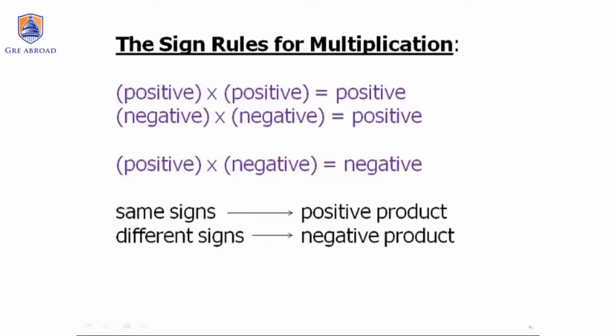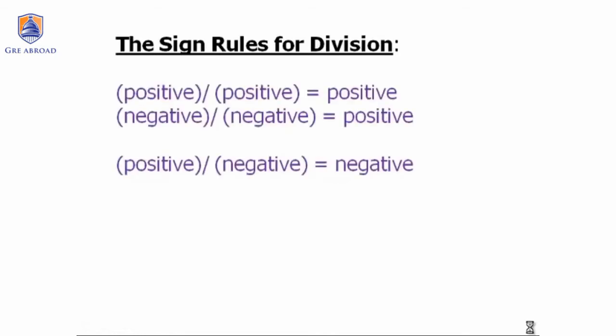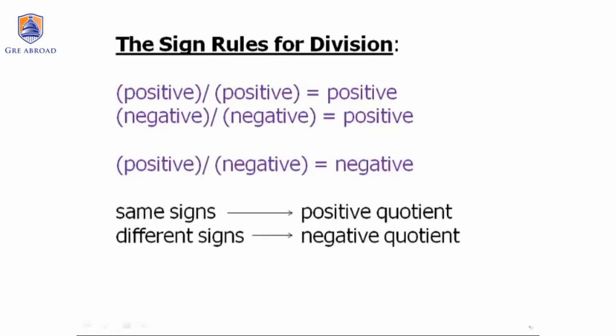So notice when we multiply same signs, we get a positive product. When we multiply different signs, we get a negative product. The sign rules for division. You'll notice these are quite similar. Positive divided by positive equals positive. Negative divided by negative, the negatives cancel, we get positive. Positive divided by negative or negative divided by positive, we get negative. So once again, same signs gives us a positive quotient, different signs gives us a negative quotient.